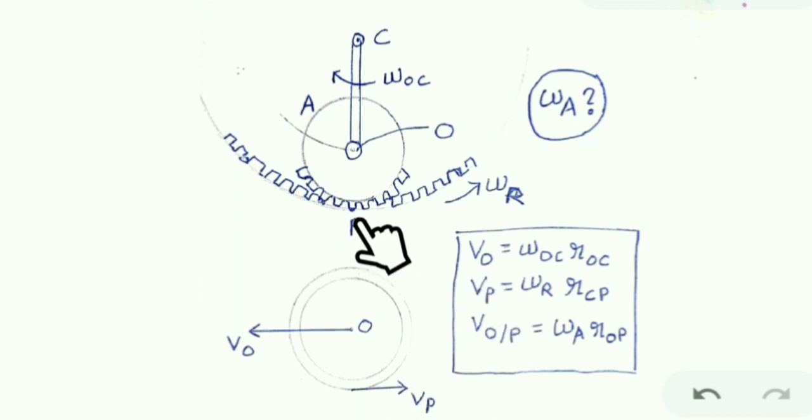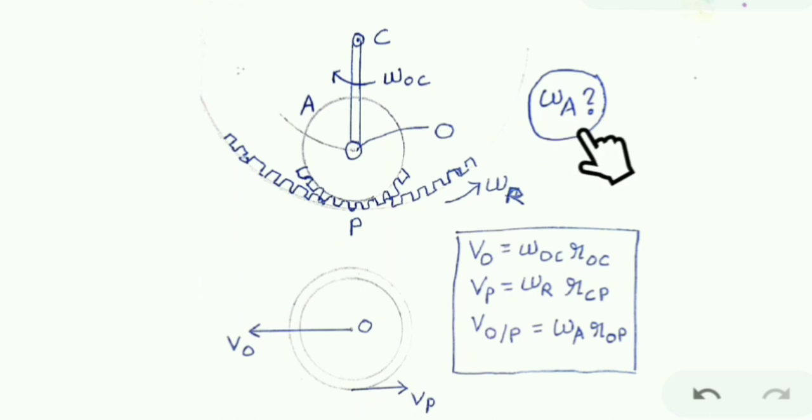Now for point P, let's see what we can do. VP is directed towards this side. VP is the omega of this rack multiplied by the radius, calculated from the center of curvature. This complete length would be RCP, and we know this; I told you already in the beginning of the lecture. So we can calculate VP also. Two things of the same gear we have found: VO and VP.